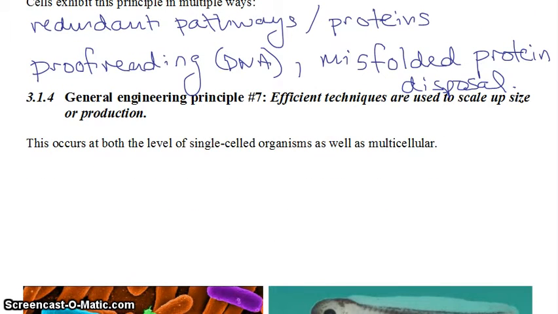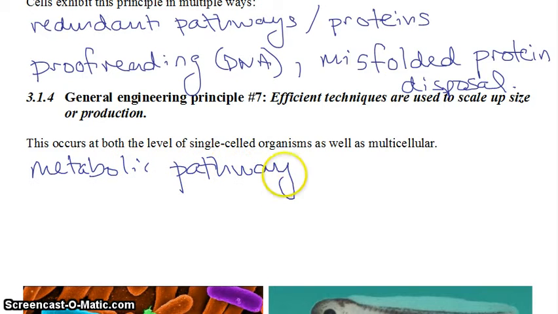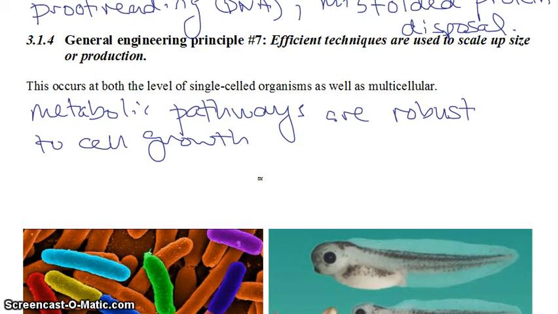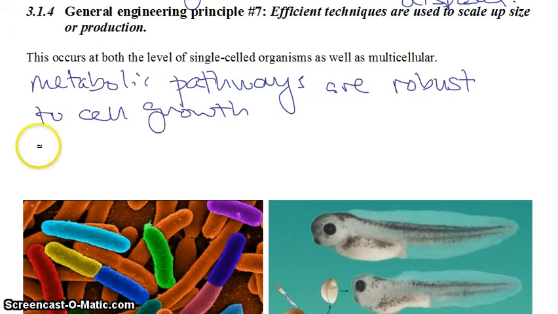General engineering principle number 7. Efficient techniques are used to scale up size or production. So this occurs at both the level of single-celled organisms as well as multicellular. So for example, metabolic pathways are robust to cell growth. So as the cell grows, your metabolic pathways still work, and then through cell division, where suddenly the cell's volume gets cut in half, things still work.